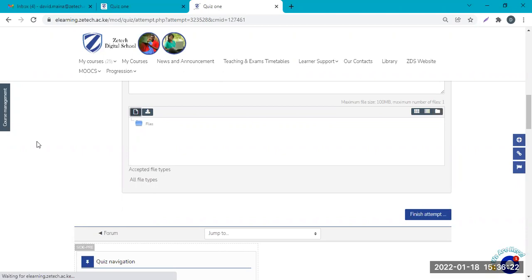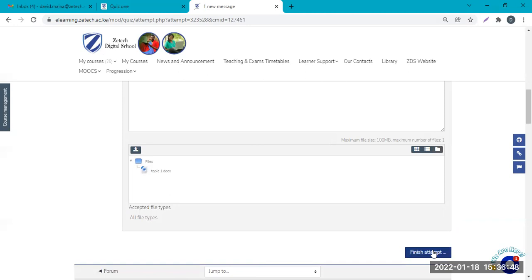And that is it. If you want to type, you can upload. Those who are using phones, you can write somewhere in a book. Then you take a very clean picture of that assignment that you have done. Then you upload, as simple as that. So you see it has uploaded topic one, this is it. Once it has uploaded, you finish the attempt.